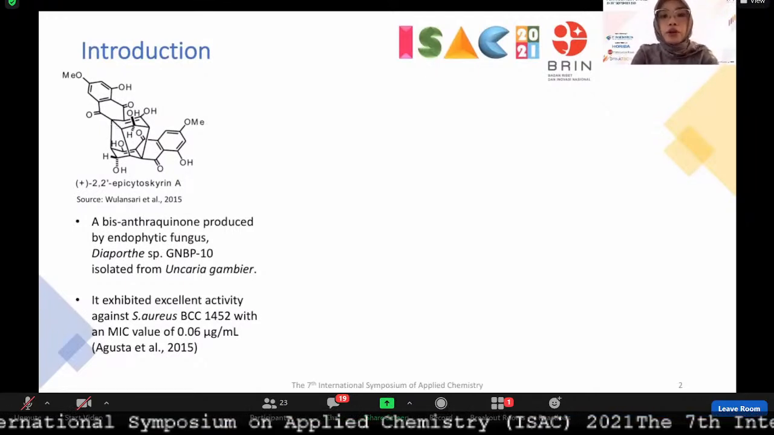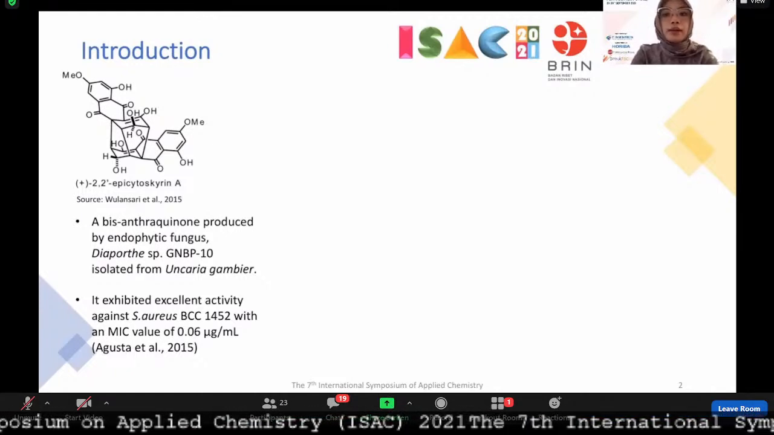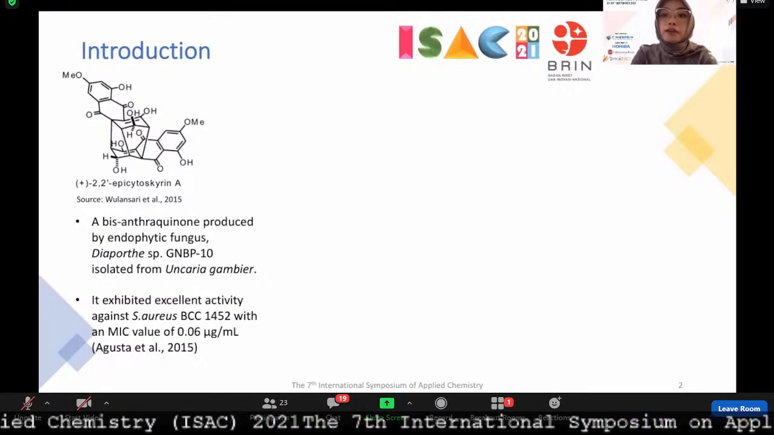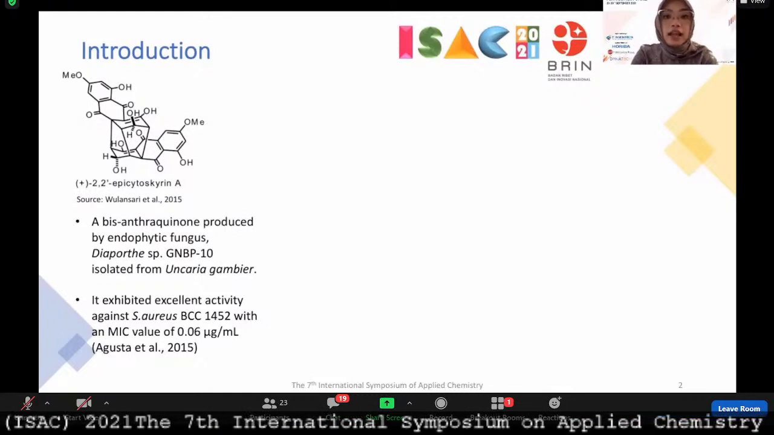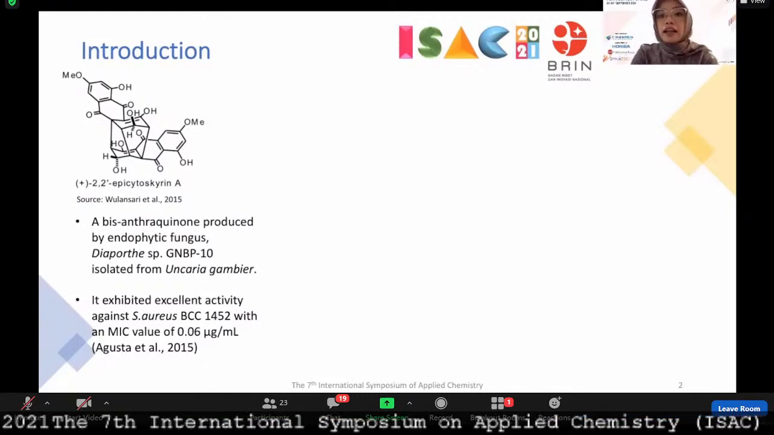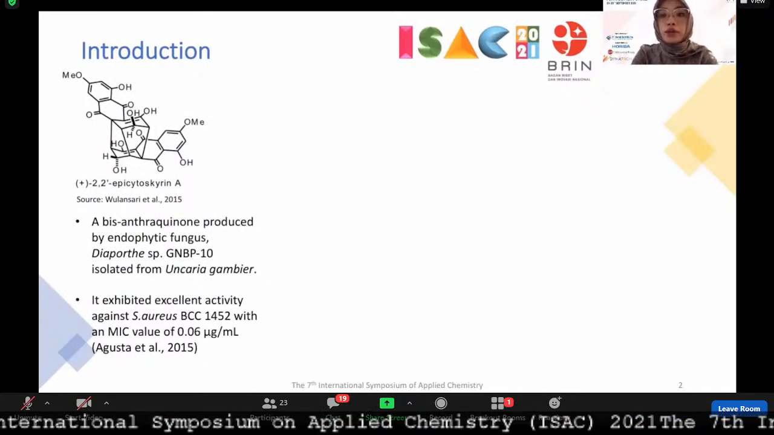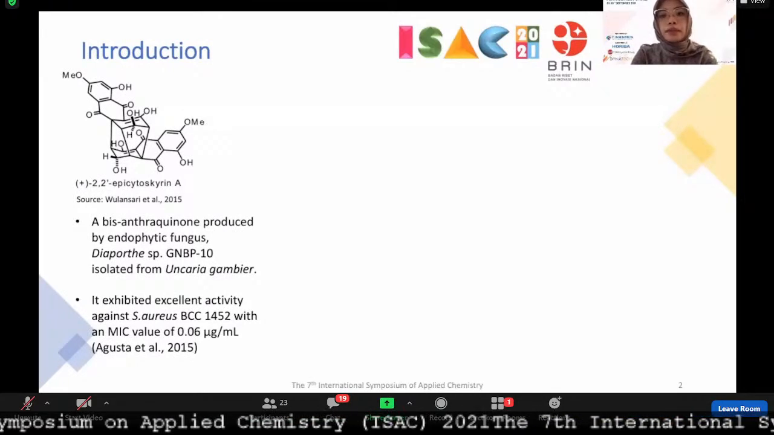EPI-A is a bisanthraquinone produced by an endophytic fungus, Diaporthe species GNBP10. We isolated the endophytic fungus from a plant called Uncaria gambir. And in previous in vitro studies, EPI-A displayed excellent activities against some bacterial and fungal strains, notably against S. aureus, with an MIC value of 0.06 microgram per milliliter.